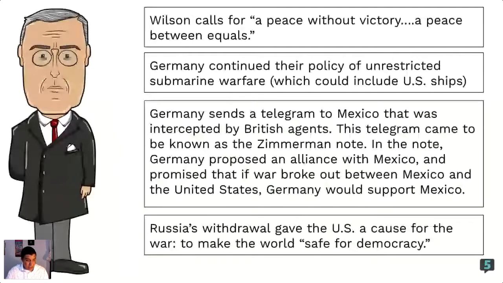And to make matters worse, Germany sends a telegram to Mexico that says, if you join, we will help you beat the United States in a war. And the United States read this and said, well, Germany's trying to turn Mexico against us. This is essentially a declaration of war. And the last thing is that Russia withdraws from the war, which the U.S. sees: if they join the war, now they're protecting democracy. And democracy is a cause worth dying for, according to Wilson here.